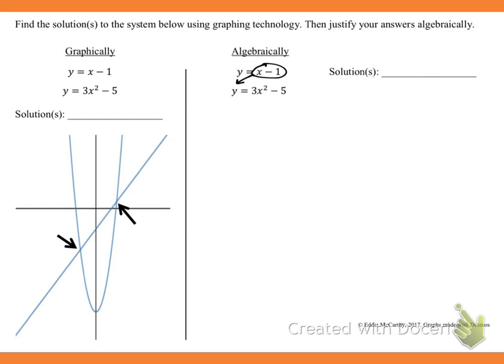So here I'm going to take x minus 1, substitute it in for y. All right, because the 3x squared is positive on the right side, I'm going to move everything to the right side here. So I'm going to subtract x, and I'm going to add 1. So that gives me 3x squared minus x minus 4 equals 0. So here, there's no GCF and a is greater than 1, so we do need to do the AC method.